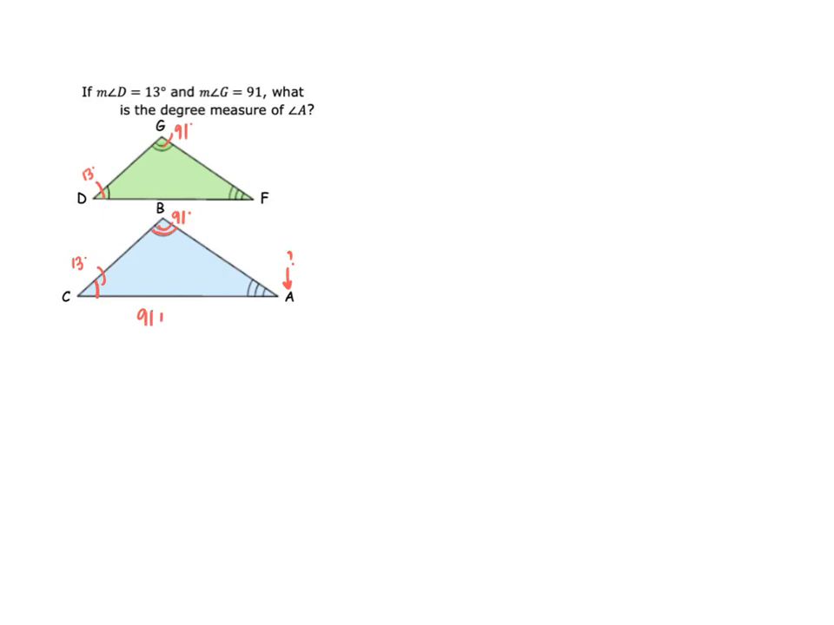So I create an equation of 91 plus 13 plus our unknown value for A equals 180. I add these two and I get 104 plus x equals 180. We can subtract that from both sides. And when I do that, I get x equals 76 degrees. So that means that the measure of angle A is 76 degrees.